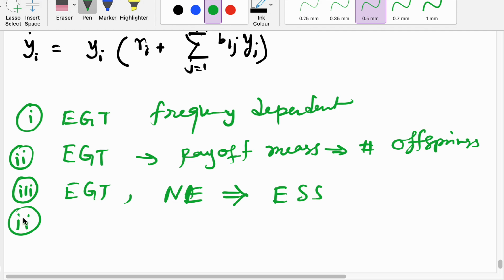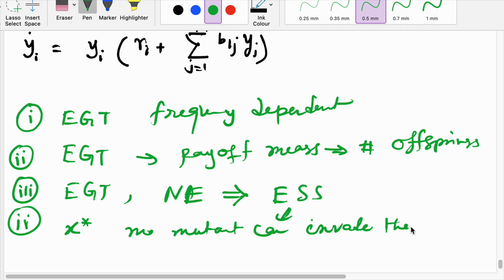Another thing we learned is about ESS. ESS actually captures this: suppose X star is an ESS, that means no mutant can invade the population. So this strategy is evolutionarily stable. No mutant actually disrupts the state of the population. That's why it is evolutionarily stable.